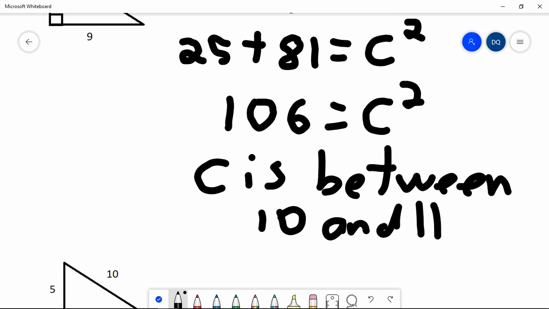If you want to know the exact value, all you've got to do is find the square root of 106. But for now, we say c is between 10 and 11. And another way to write that is I could write the letter c and say it is less than 11, and at the same time, it's greater than 10.